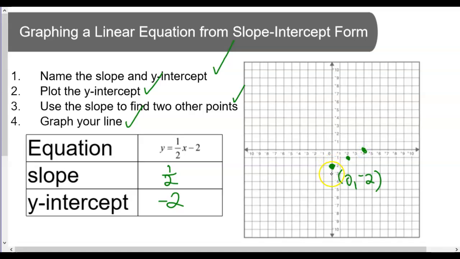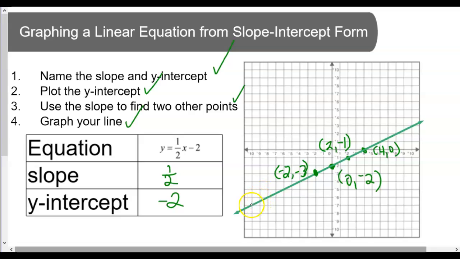Of course, I could have gone down 1 and left 2. These would all be on the same line. So my line would go something like this. The line goes all the way through my coordinate plane, and I'd like you to label at least 3 points that are on that line. All of the points on that green line, though, represent possible solutions to this equation.